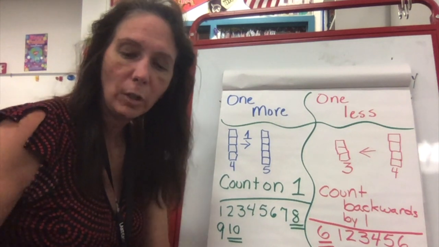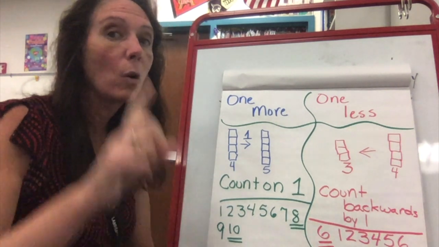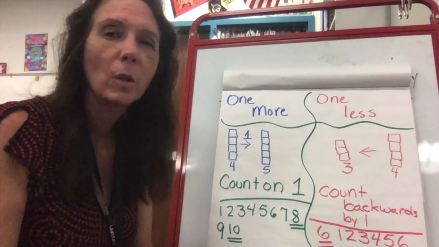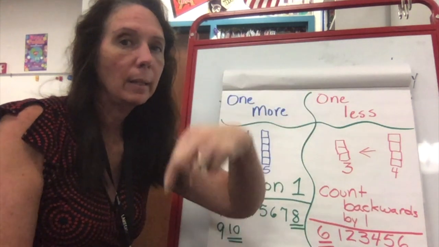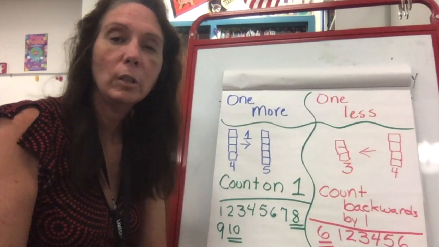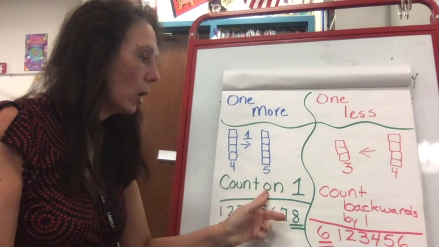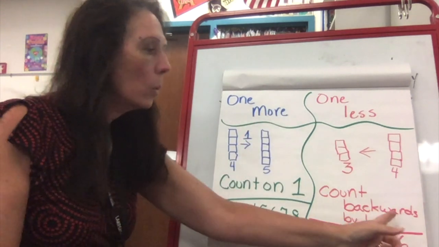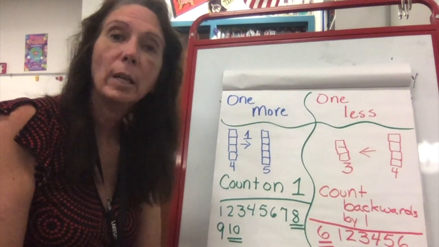So today's activity, you're going to be working with just doing 1 more or 1 less. And you'll need to figure out by either counting on by 1 to get 1 more or counting backwards by 1 to get 1 less.